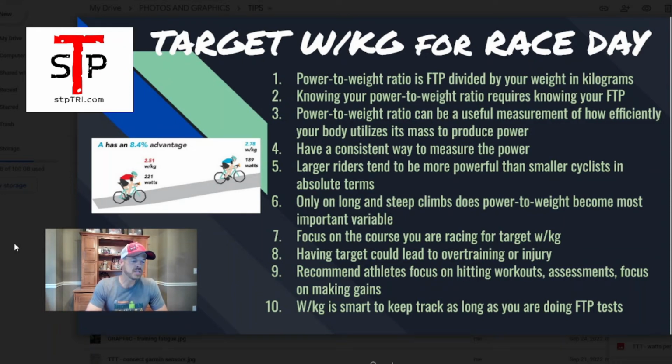I like to keep track of stuff. I'm a data guy, so I do like FTP tests for my athletes, and I like tracking the information over time. I do like number 10, watts per kilogram is smart to keep track of as long as you're doing your FTP test. If you're doing an FTP test, put in your weight, and it's good information to have, because your FTP could go up over time, but then if you're gaining weight too, it kind of counteracts each other, especially if you've got a little bit of climbing on the bike course.